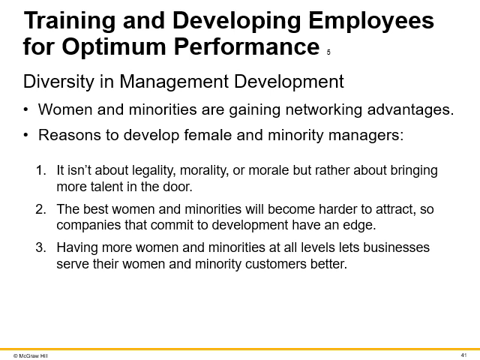Having more women and minorities at all levels lets businesses serve their increasingly female and minority customers well. If you don't have diversity of people working in the back rooms, how are you going to satisfy those people that are becoming your customers through the front door?